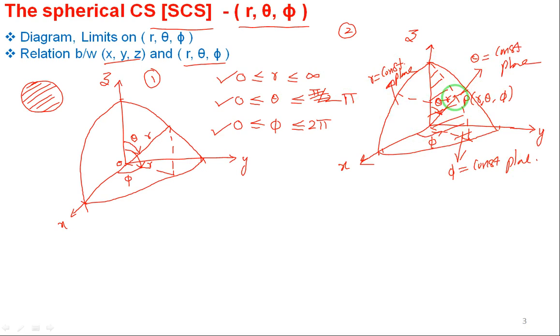Then if I take the projection of r, this distance r from origin, and it is making angle theta with respect to z axis. If I take the projection onto xy plane, it is r sin theta, right? Because if I take the projection onto z axis, it is r cos theta by geometry. Then what is the relationship between x, y, z? That we'll see now. If I know r, theta, phi, I can calculate x, y, z. This is by geometry of the diagram, whatever I have drawn. Then if I know x, y, z, how to calculate r, theta, phi? That we'll see.